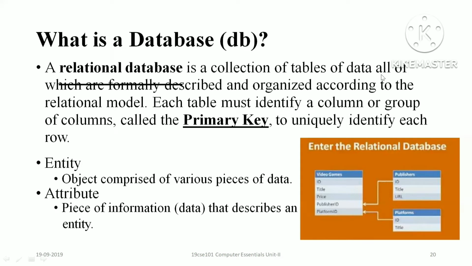And it is a collection of data, all of which are formally described and are organized according to the relational model. Right? Each table must identify a column or group of columns, called primary key, to uniquely identify each row. Why is it known as primary key? To uniquely identify each row.